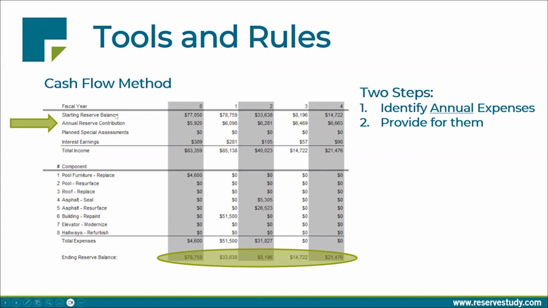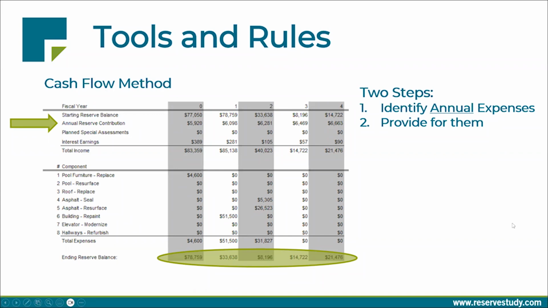You look at the annual reserve funding, find out, starting with the reserve balance, how much funds you need to put in, so you'll have enough money at the end of the year. You start the next year, and it's back and forth and back and forth.